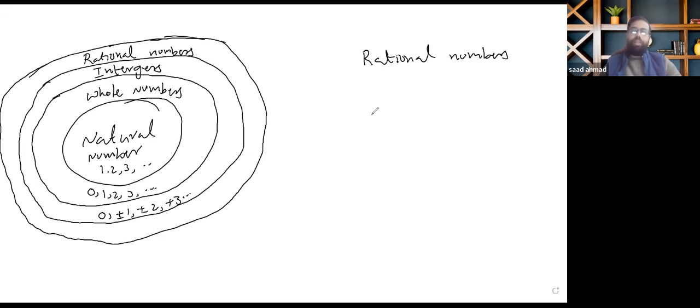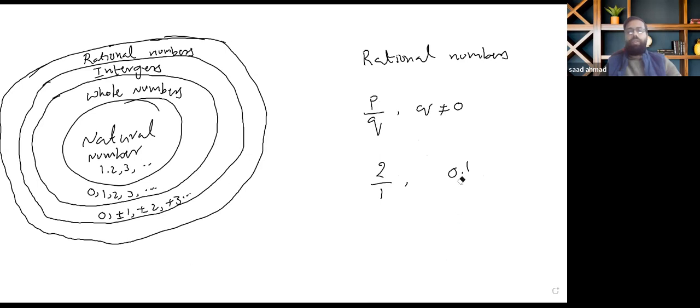These are the numbers that we can write in p over q form, and q cannot be 0. If we can write any number like this as a fraction, that's a rational number. Let's say 2. 2 itself is a rational number because we can write it as 2 over 1. Like 0.1 is a rational number because we can write it as 1/10. So these are the rational numbers.